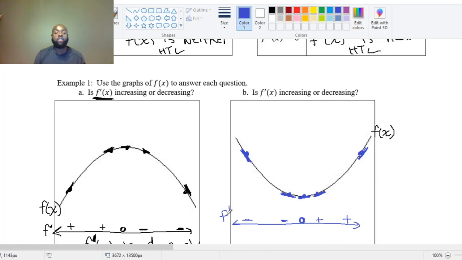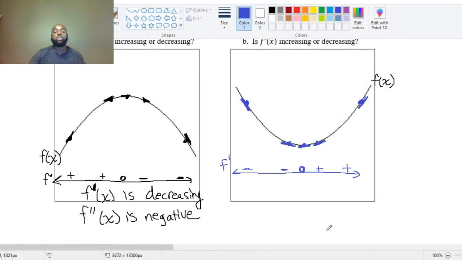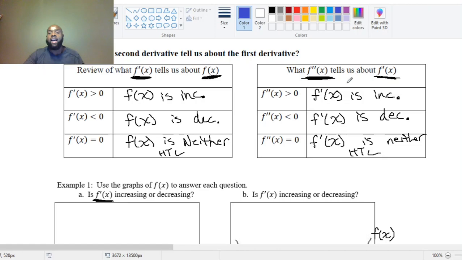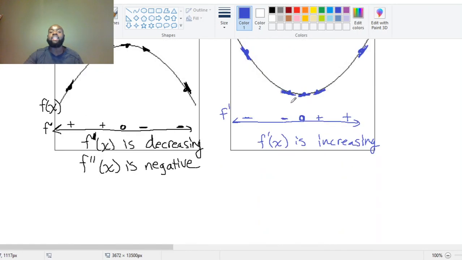So my derivative is going from being a negative value, a less negative value, 0, a positive value, and then a more positive value, right? That means my first derivative is increasing. When the first derivative is increasing, f prime of x is increasing, the second derivative is positive.